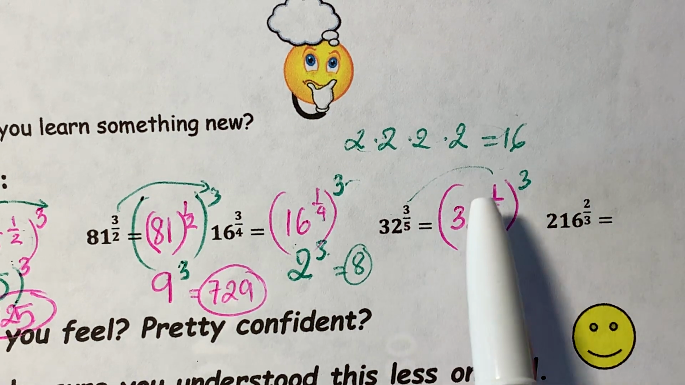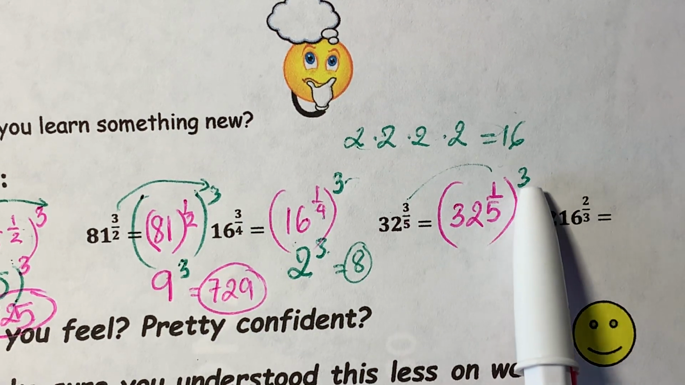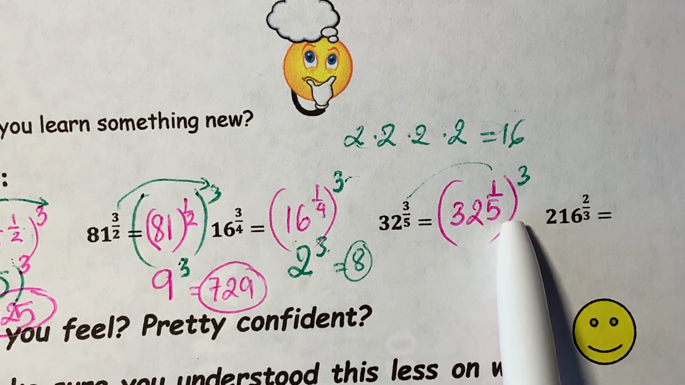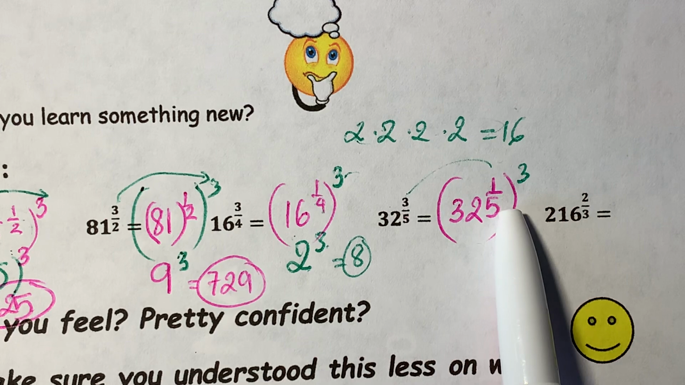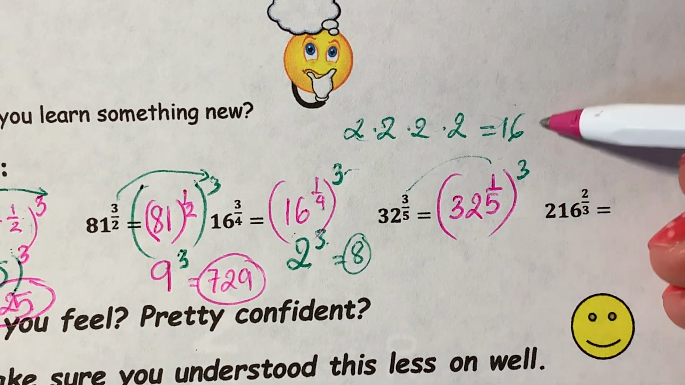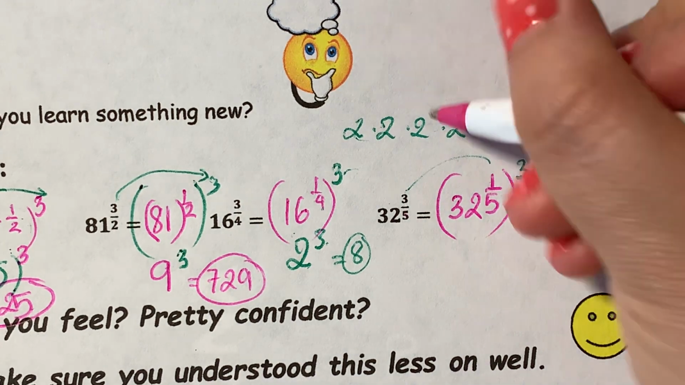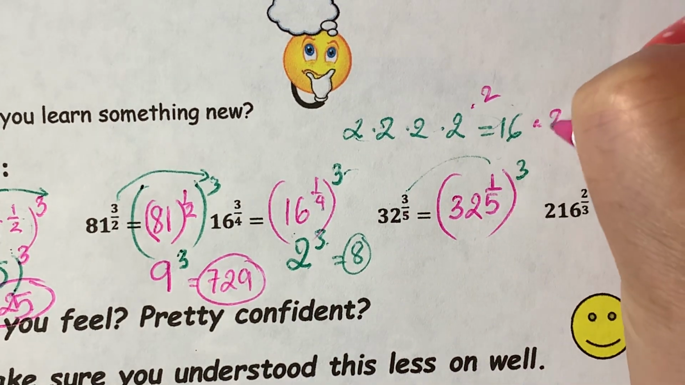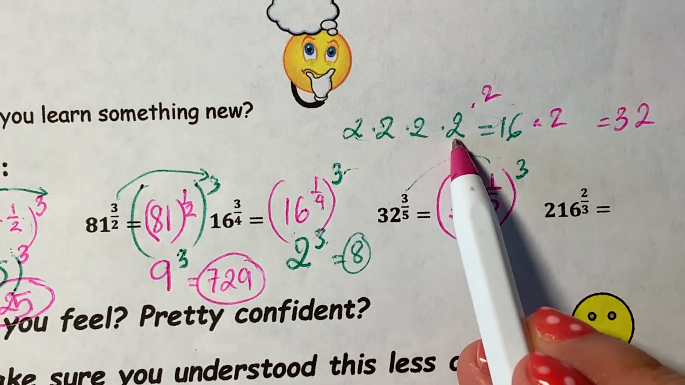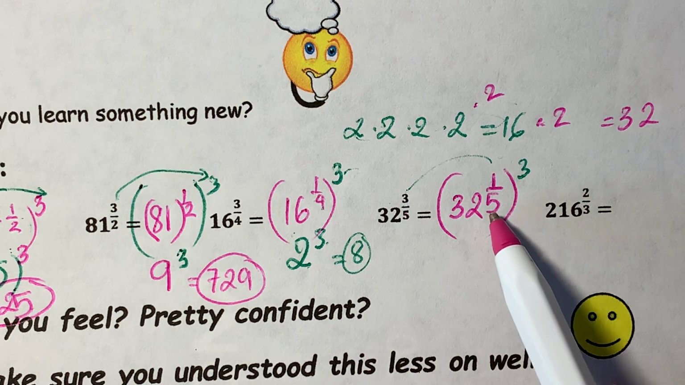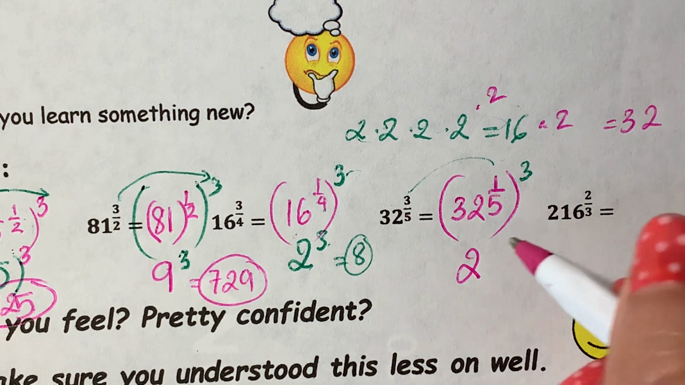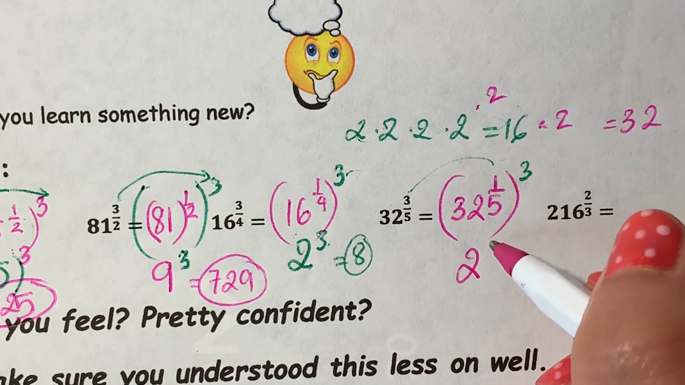Alright, so 32 to the 1/5. We gotta calculate this part, right? 32 to the 1/5. That means what number multiplied by itself 5 times gives you 32? Okay, here we have 16 already. So if you multiply that by 2 again, it will give you 32, right? So the 2 is being multiplied by itself 5 times. It will give 32. So the fifth root of 32 is 2.